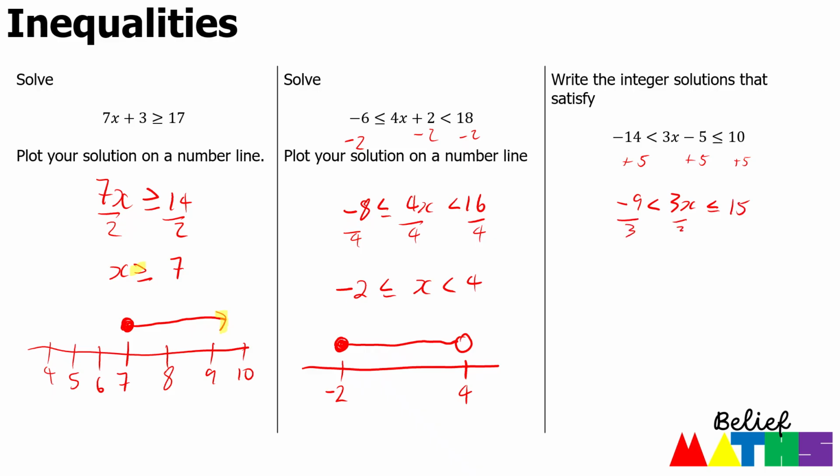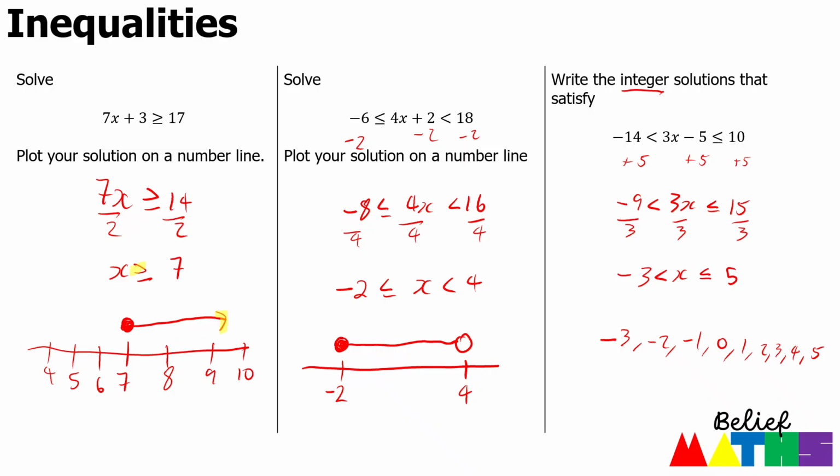Dividing everything by 3, you get minus 3 is less than x is less than or equal to 5. Sorry, not minus 9, minus 3, because we've divided by 3. Now it asks for the integer solutions that satisfy that, so the whole numbers. I'm going to write all the whole numbers from minus 3 up to 5 to begin with: minus 3, minus 2, minus 1, 0, 1, 2, 3, 4, and 5.